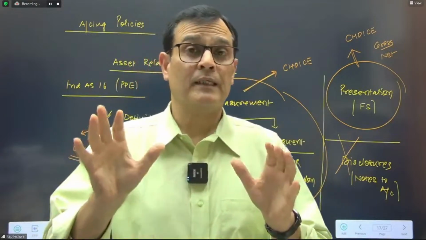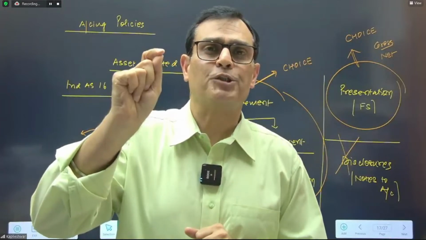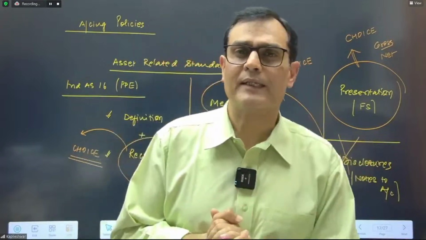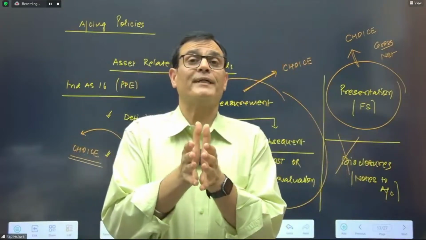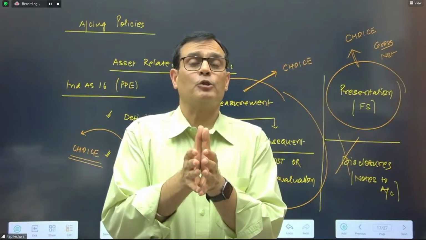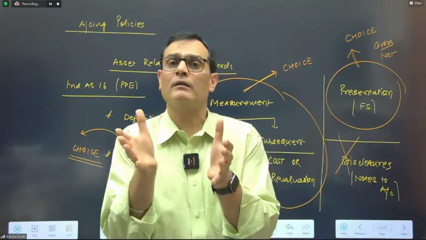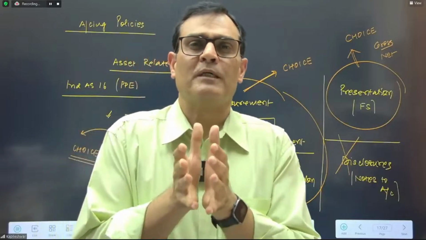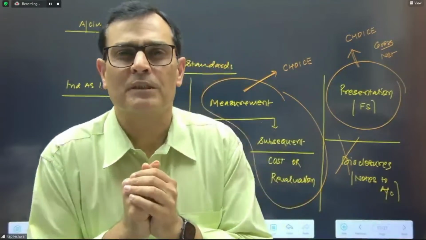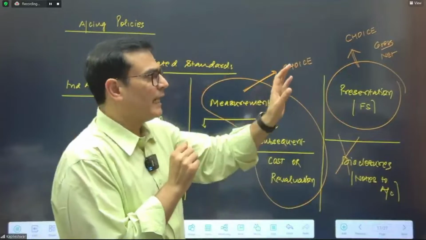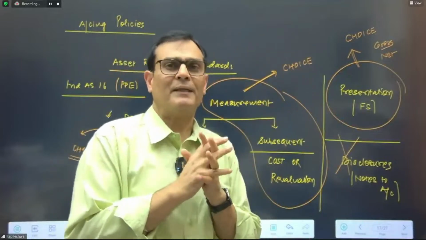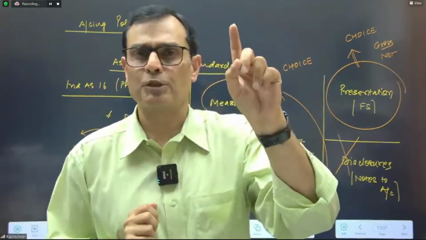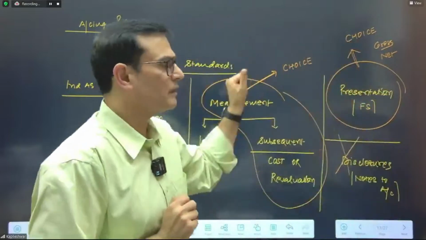But remember one thing, accounting policies will arise generally when you get choices. I do like this, I do like that. So when you make a recognition choice, do we recognize it as an asset or not? Recognition choice. When you look at a measurement choice, do we measure it at cost or fair value? Measurement choice. Do we present it as gross in the balance sheet or net in the balance sheet? It's a presentation choice. When you get choices in these areas, recognition, measurement, presentation, it becomes an accounting policy.